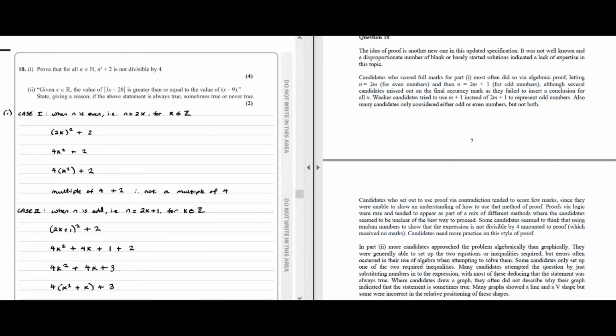Some candidates only set up one of the 2 required inequalities. Many candidates attempted the question by just substituting numbers into the expression, with most of these deducing that the statement was always true. Where candidates drew a graph, they often did not describe why their graph indicated that the statement is sometimes true, and many graphs showed a line and a V shape but were incorrect in the relative positioning of these shapes.